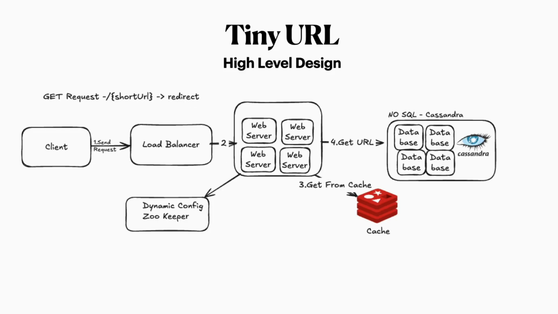For redirection, the flow is even faster. The client hits the load balancer, which routes the request to a web server. The server first checks the Redis cache. If the URL is found, we immediately redirect the user. On a cache miss, we fetch from Cassandra, populate the cache, and then redirect. This cache-aside pattern ensures low latency for read-heavy traffic.